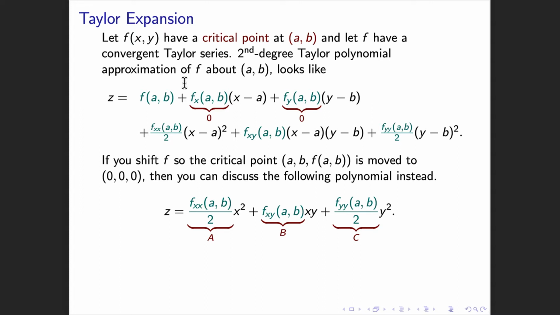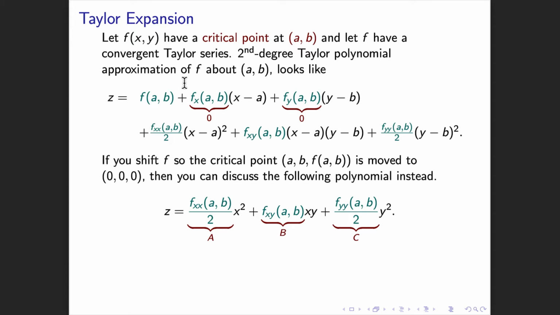So if you do that, you will get z equal to f sub xx at the point divided by 2 times x squared plus f sub xy at the point times x times y plus f sub yy at the point divided by 2 times y squared. Now, what we want to know is what this Taylor approximation looks like, and that will tell us basically what the function looks like locally.